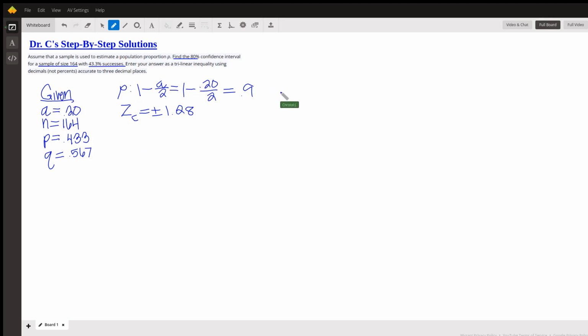The next thing you would do is plug your values into the confidence interval formula. The confidence interval formula is P hat plus or minus Z critical times the square root of P hat times Q over N. At this point we have all the values, so my first advice would be to calculate the margin of error. Margin of error is just the Z critical times the standard error, which in this case is the square root of P hat times Q over N.